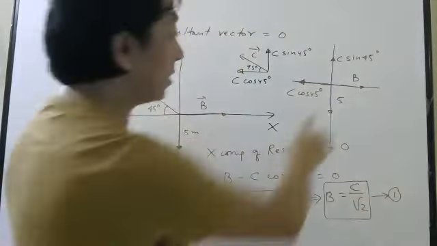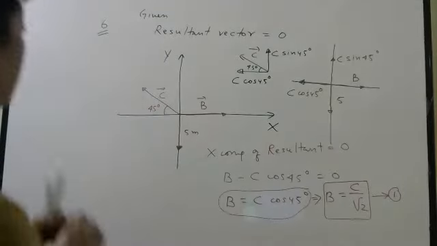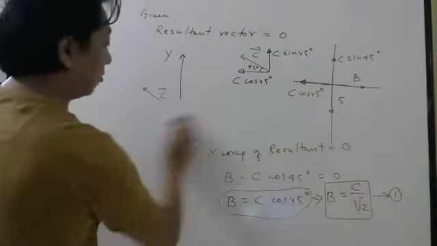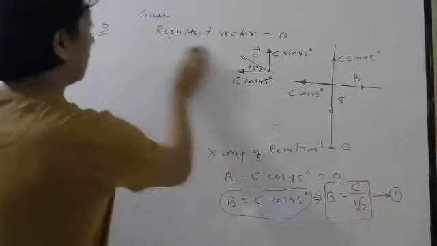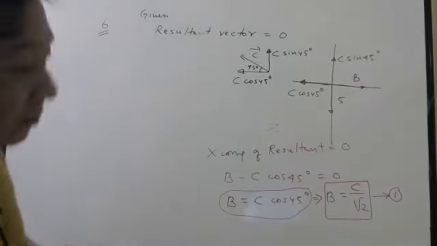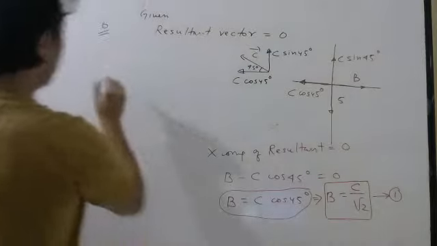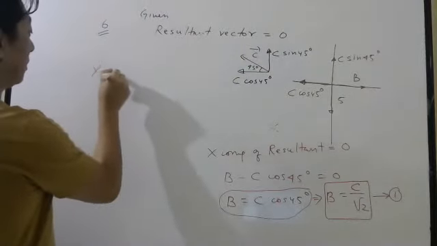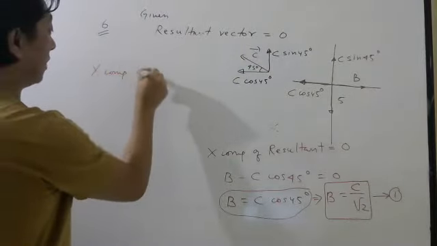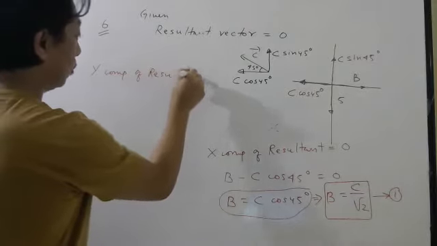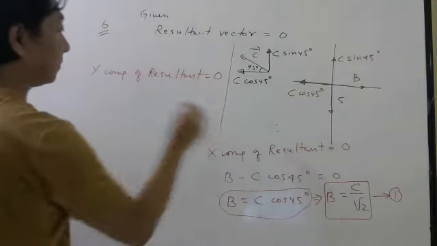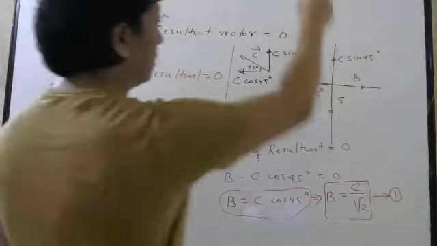So now we have found one equation. Another equation, how will we find? To find the other equation, we will use the y component. Please remember, the resultant vector is 0 in this problem. So the y component of the resultant should also be 0. Now what is the y component of the resultant?